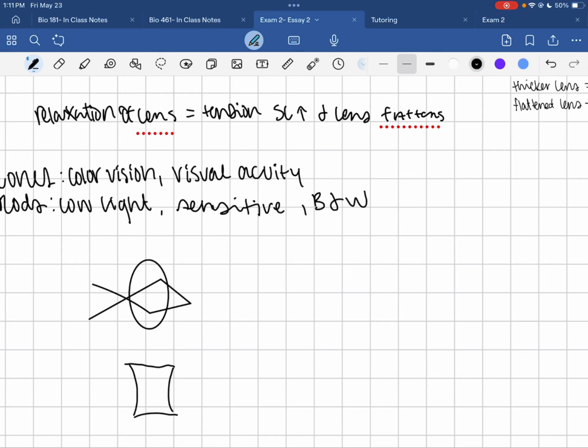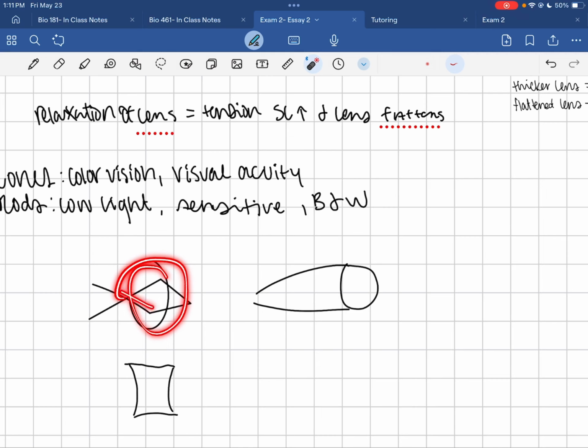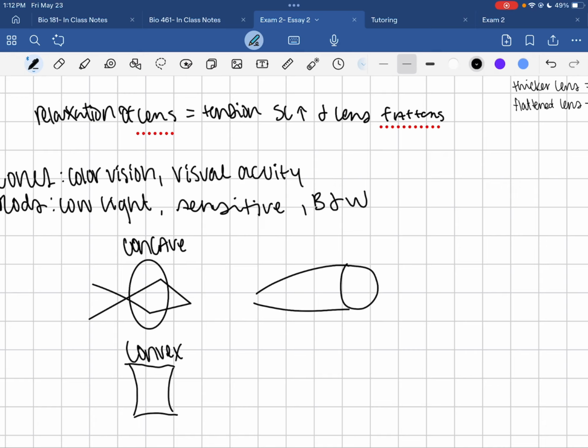And then people who have an elongated eye, this is when we need to be able to converge light more, because they won't see anything until further back, until it hits the fovea right there. So the light will converge here. So this one is going to be referred to as our concave lens, and then this one is our convex. And convex is going to be used when people have nearsightedness.